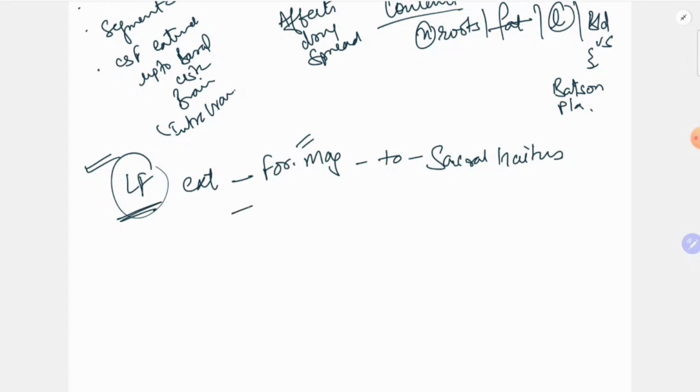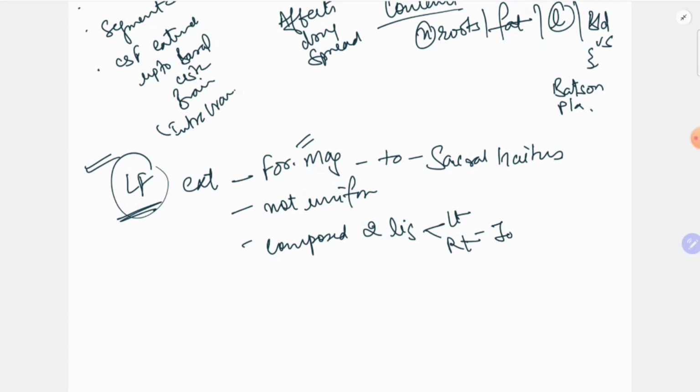Another thing about it is that it is also not uniform. Rather, its uniformity varies within one intervertebral space itself. It is actually composed of two ligaments. At each level, there is a right and a left, and then these two join in the middle, and they form a ventral opening.